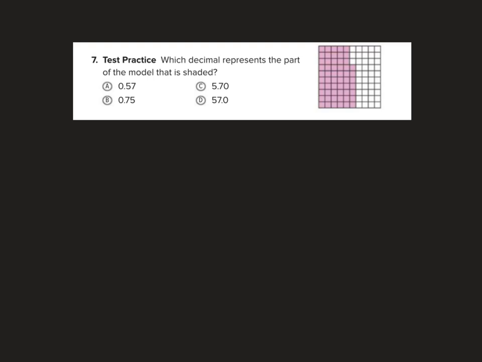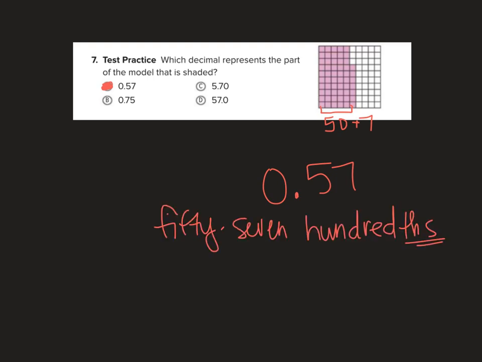All right, here's a little test practice. Which decimal represents the part of the model that is shaded? Let's take a look here. So I have 1, 2, 3, 4, 5 tenths plus 1, 2, 3, 4, 5, 6, 7 hundredths. So that would make 57 hundredths, which is this little guy right here. 57 hundredths. And just for good measure, there it is written out in words.